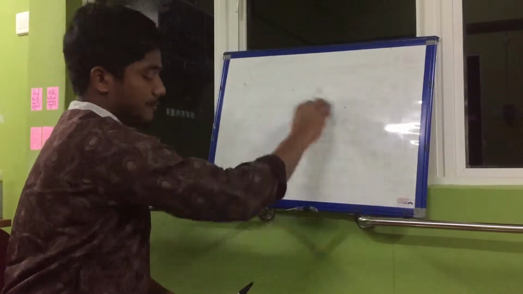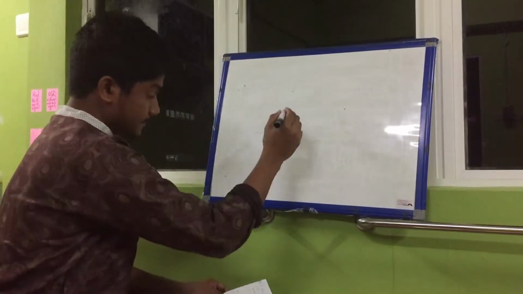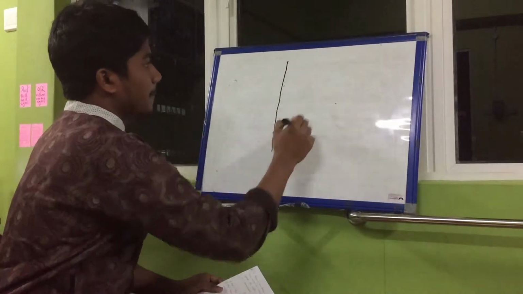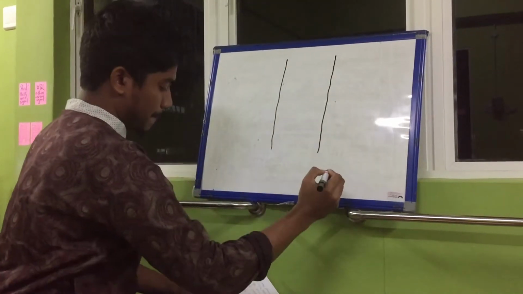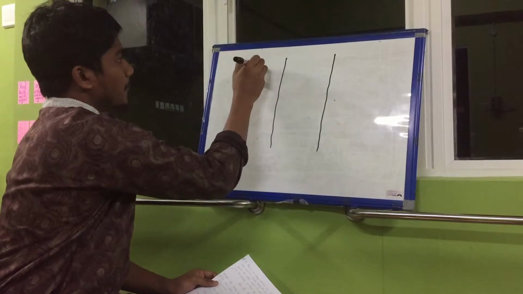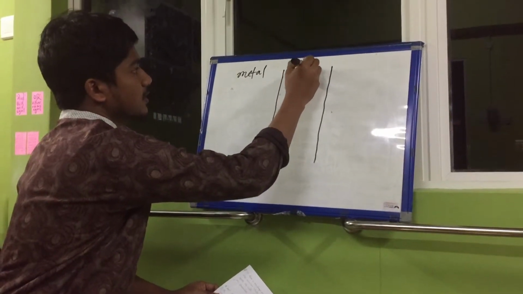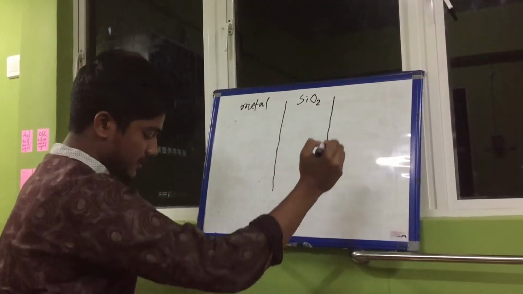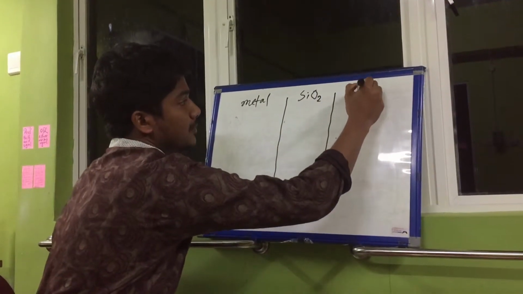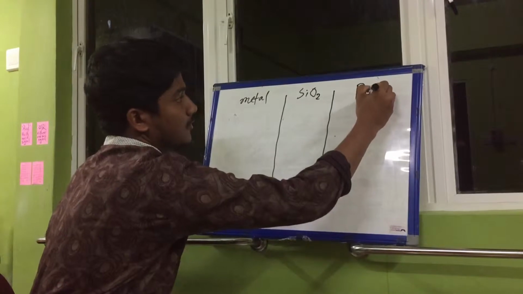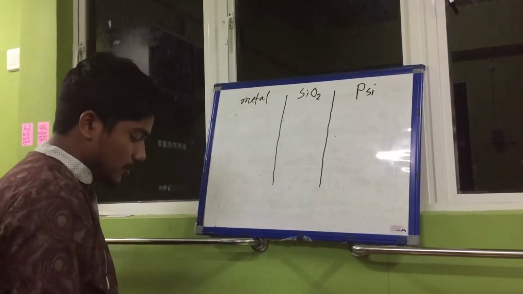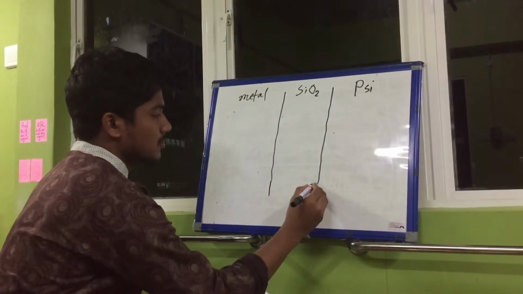So let me draw the things very clearly. Let me give you a picture of this. This is our metal. This is our oxide, so we take silicon oxide, and this is our p-type semiconductor, p silicon. So let me draw the Fermi level first.